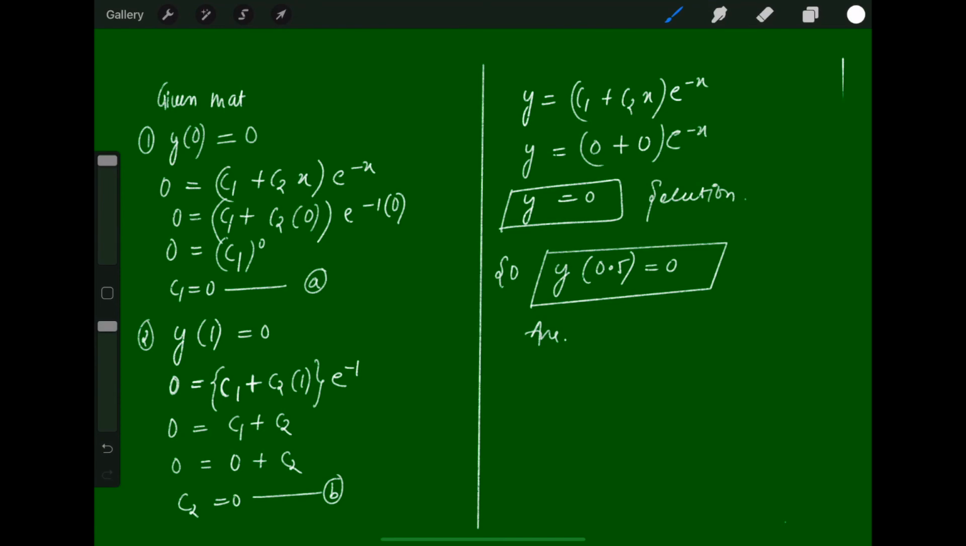Since the question has been asking about the value of y(0.5), the answer to this question, y(0.5), is 0.